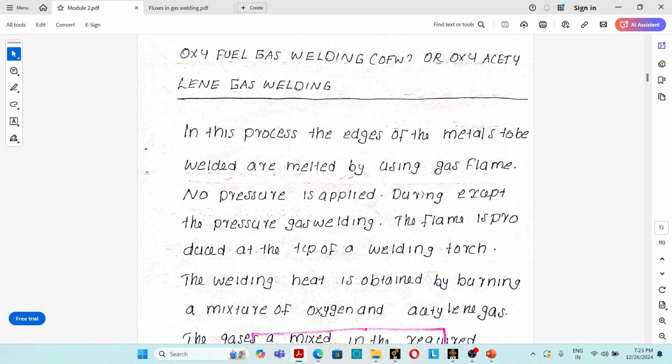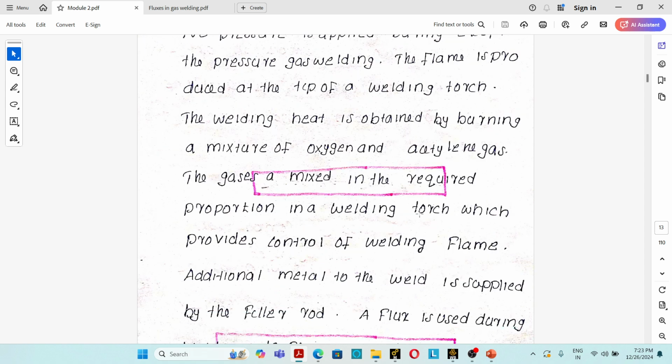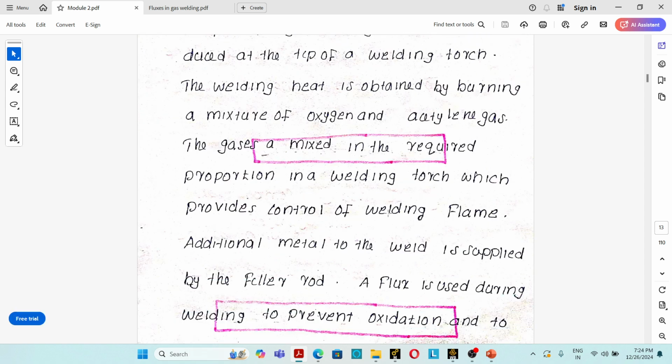The oxy fuel gas welding process is basically a gas welding process. In the oxy fuel gas welding process, the heat required for welding is obtained by burning acetylene gas in the presence of oxygen. That's a very important point. In the OFW welding process, the heat required for welding is obtained by burning acetylene gas in the presence of oxygen.